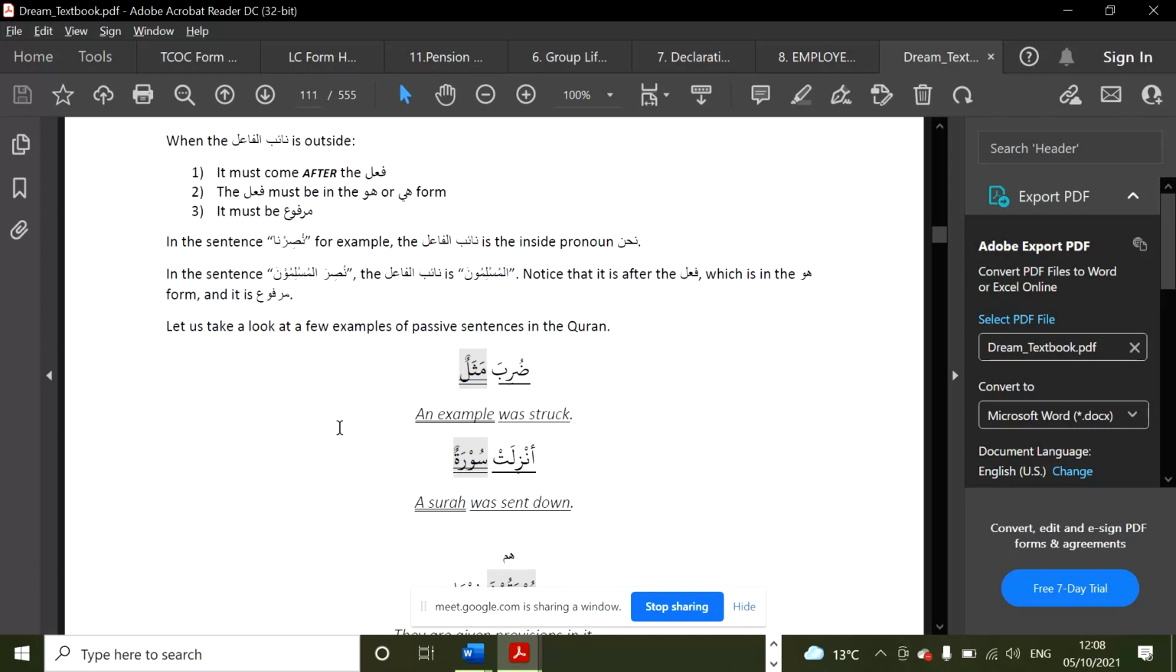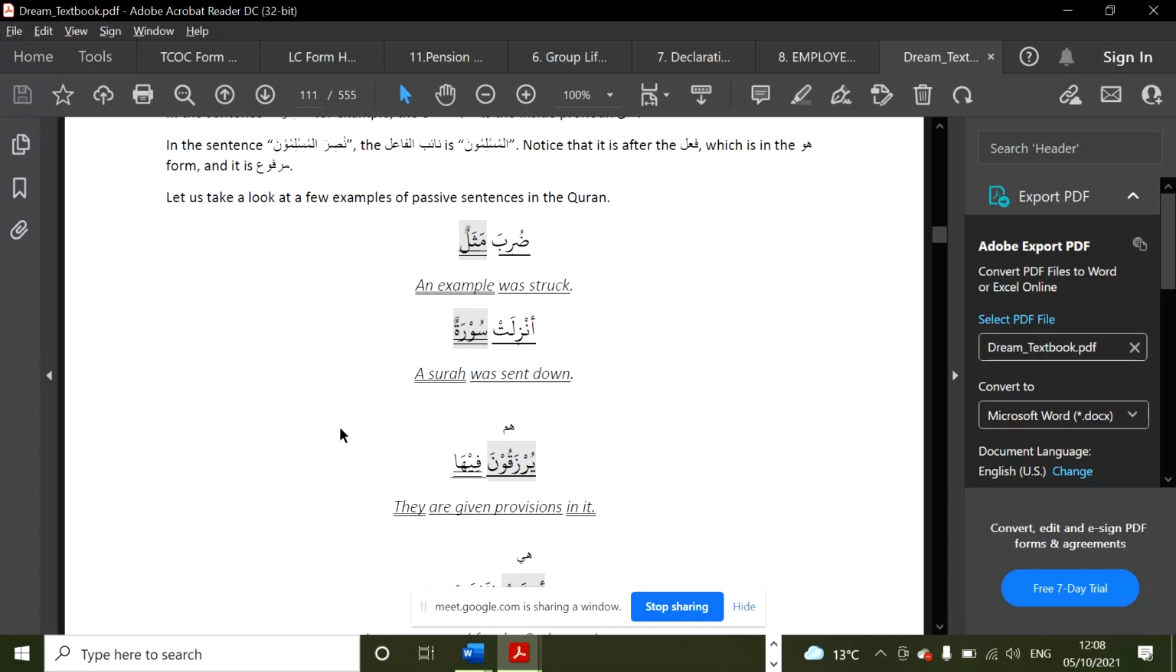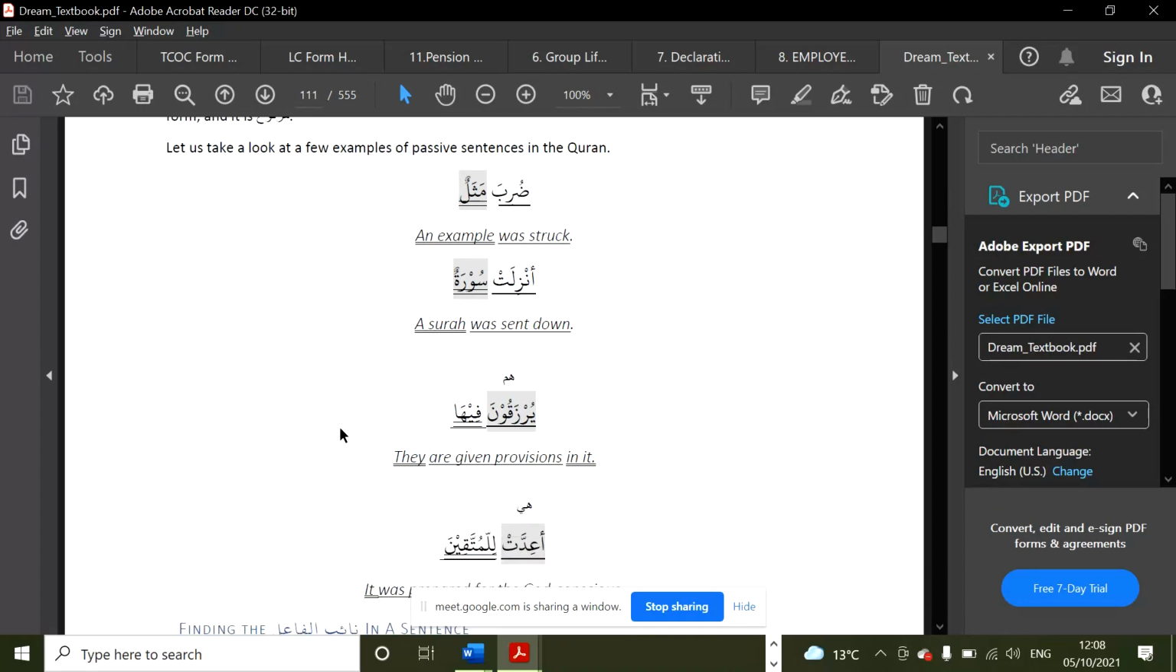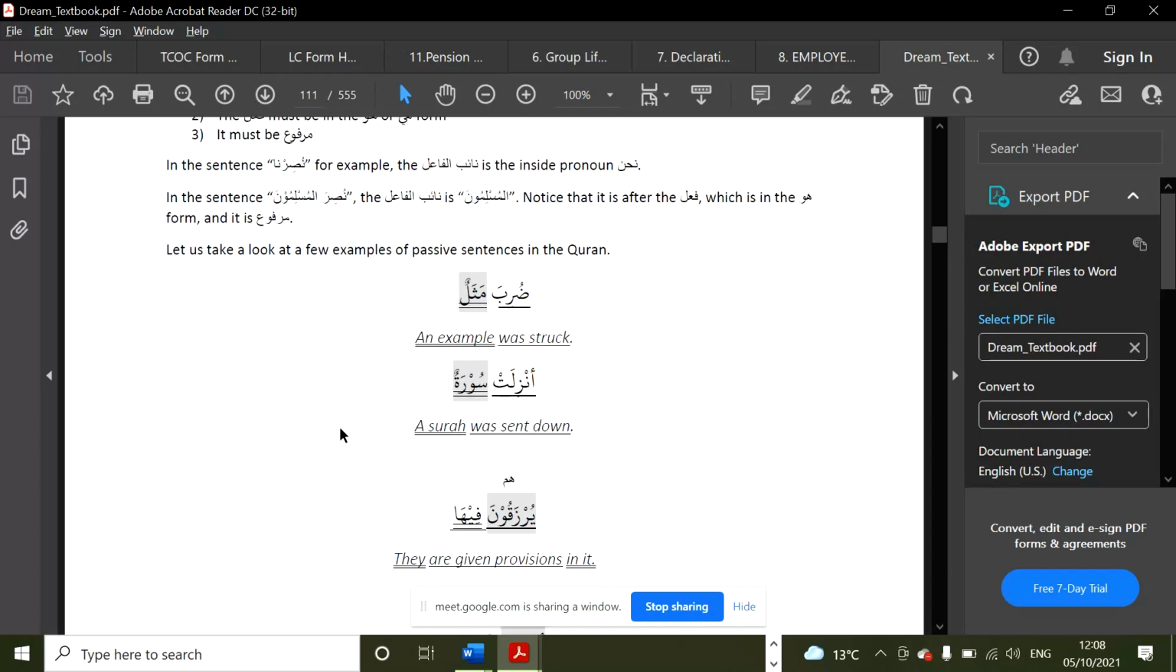So it's the same: if we have a mabni lil majhul in huwa or hiya form, then we look for an outside naibul fail as well. There's a possibility that we have an outside naibul fail. So we simply say, the Muslims were helped. That would be the translation. It's not "the Muslim helped", it's "the Muslims were helped".